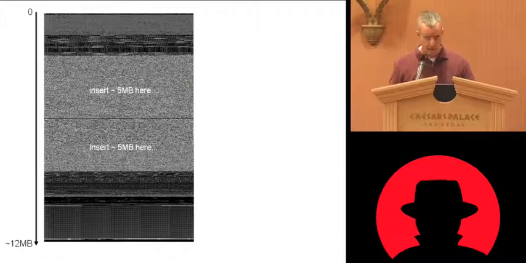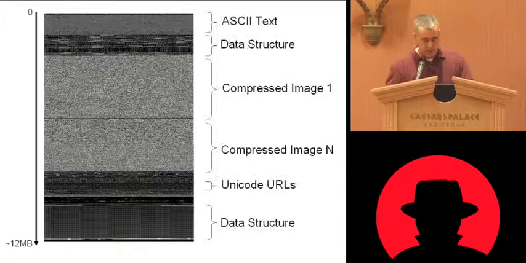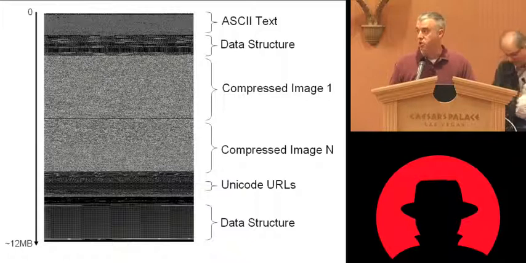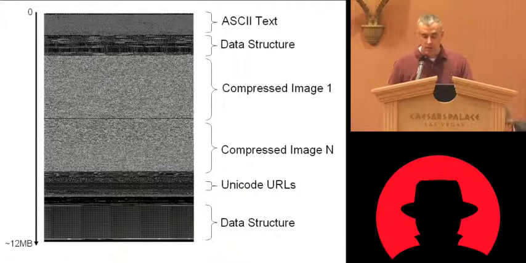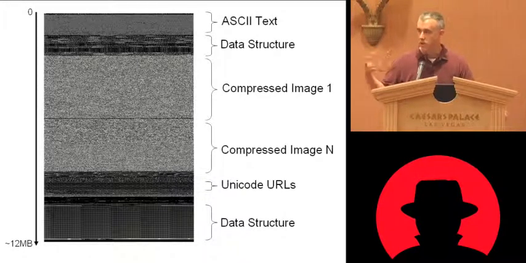So let's take a look. This is a Word document. I've snipped out 10 megs in the middle. I'll walk through it. At the top, that's what ASCII text looks like in a Word 2003 document. The next region is a data structure, and then the white noise area in the middle is several compressed images. And if you look at that black line in the middle, the data structure that's the header for each embedded image is visible between them.